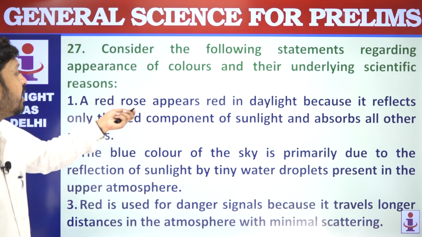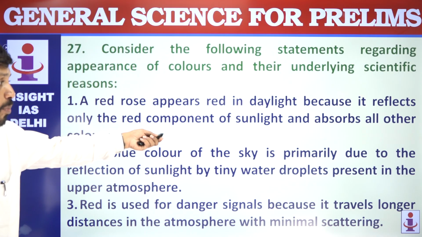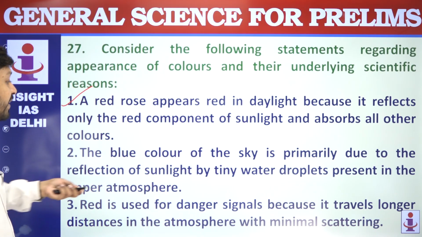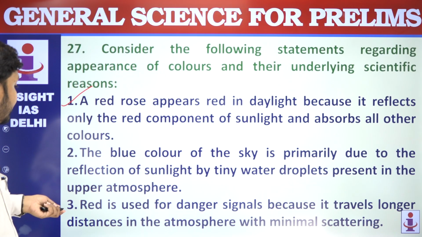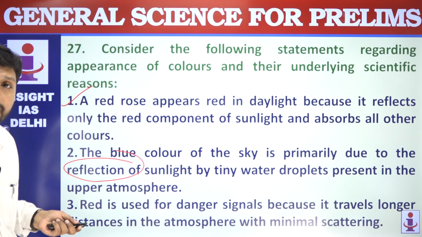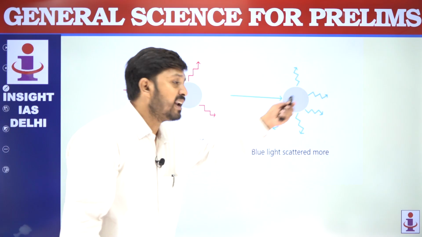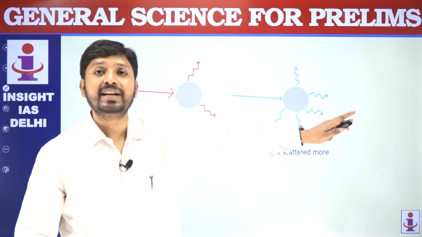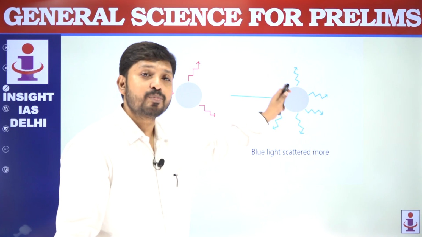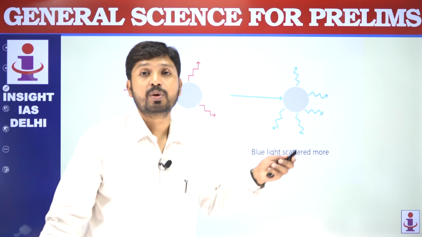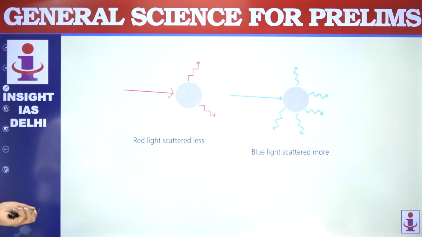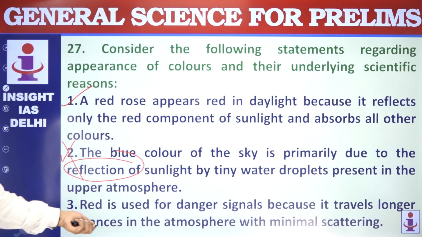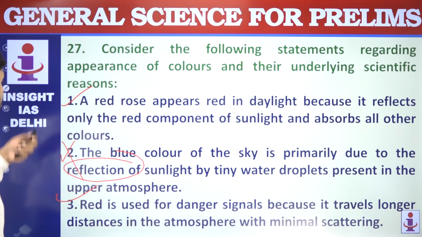Let's read the statements. A red rose appears red in daylight because it reflects only the red component of the light and absorbs all other colors. This is a true statement. The blue color of the sky is primarily due to reflection of sunlight by tiny water droplets present in the upper atmosphere. No, it is not reflection, it is the scattering phenomenon. Blue light will scatter more and red light will scatter less. Because red scatters less, it can travel a longer distance and can be seen even in foggy or dim conditions. Blue scatters more, because of that the intensity will increase and the entire sky will look blue in color. So this is a wrong statement. And the third one: red is used for danger signals because it travels a longer distance in the atmosphere with minimal scattering. This is right. So 1 and 3 are right.